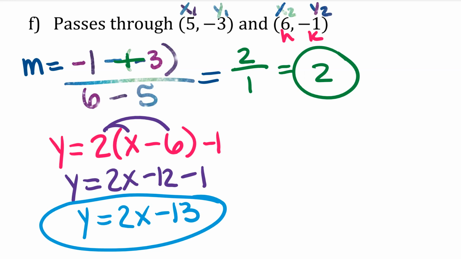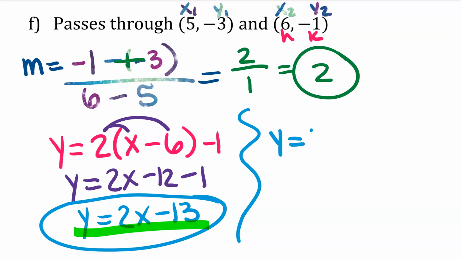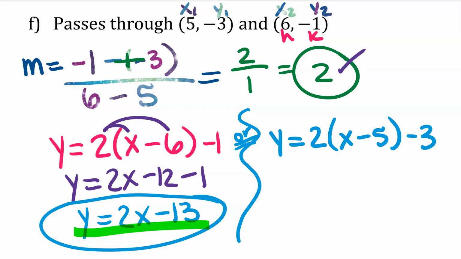You guys should have gotten 2x minus 13 for your equation. You could have chosen either point for your HK. So if you chose 5, -3, this is what your HK setup would have looked like. You would have gotten 2 times x minus 5, minus 3, and you still would have gotten the same answer. So either of these are good. You definitely should have gotten 2 for your slope, so make sure that looks good on yours as well. And then, yeah, everything looks good.